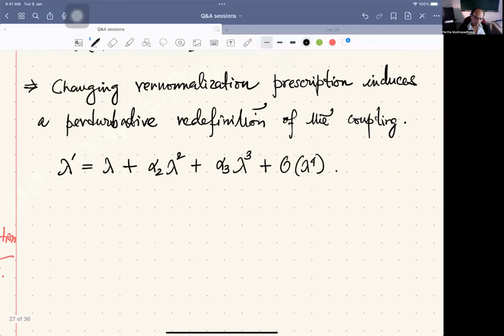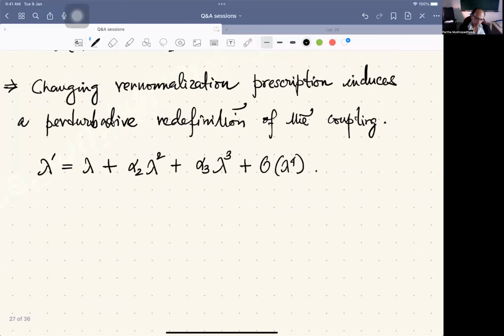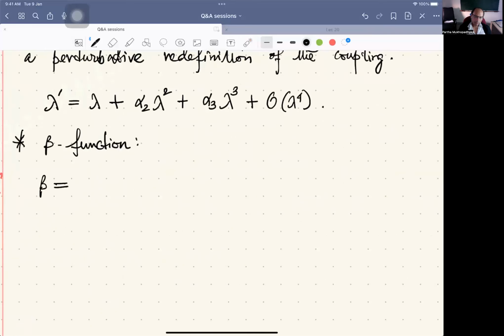Now, what was the beta function? What was the definition of that? So let us look at the beta function. Beta function is defined to be mu d lambda d mu. Okay, that's the definition. And let us take an expansion, because it's perturbation theory. We calculate everything in a perturbation series. So this is also going to be given in terms of a series in powers of lambda. So this is beta 1 lambda plus beta 2 lambda square plus beta 3 lambda cube, and then order lambda to the power 4.